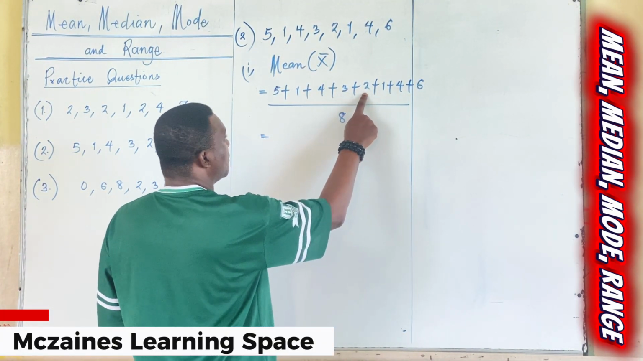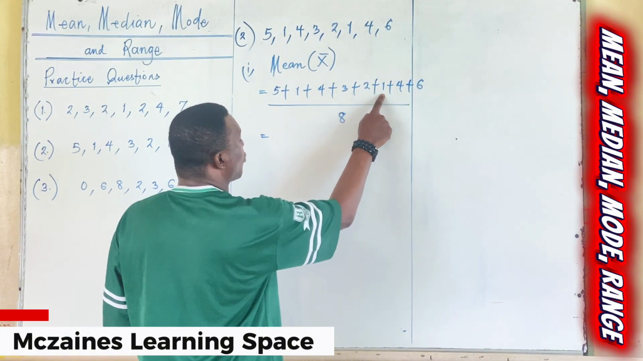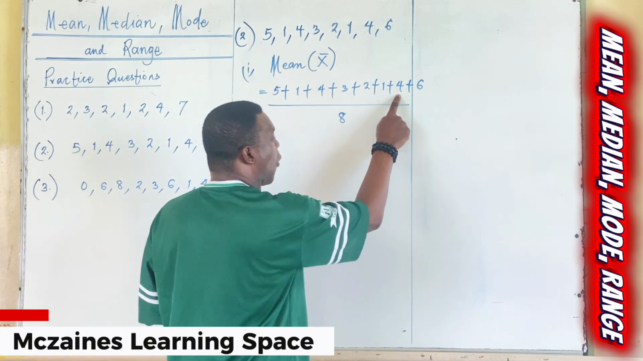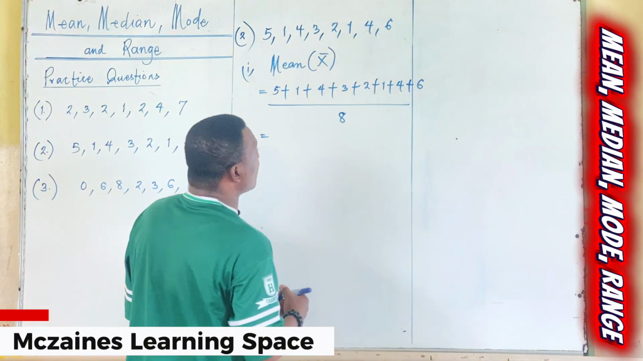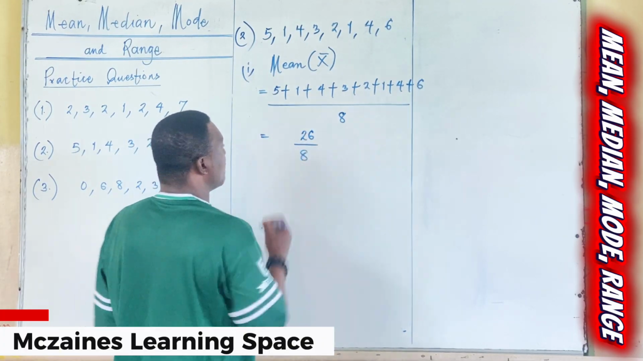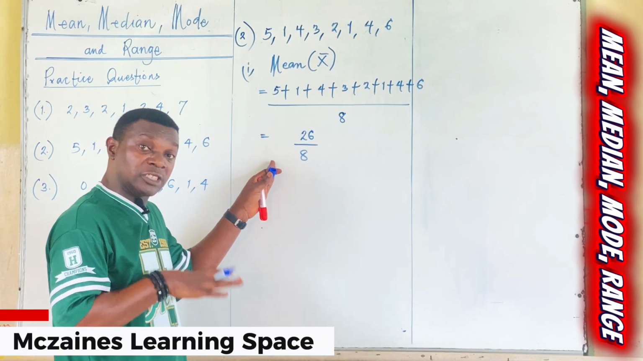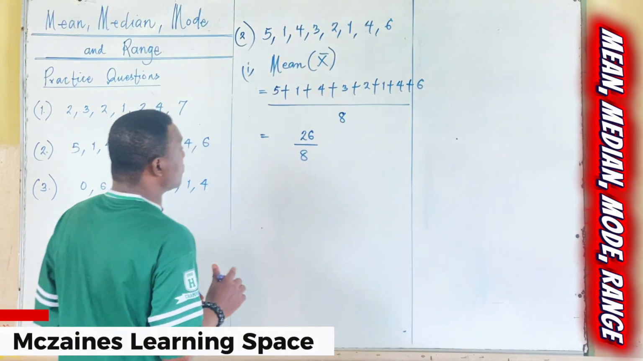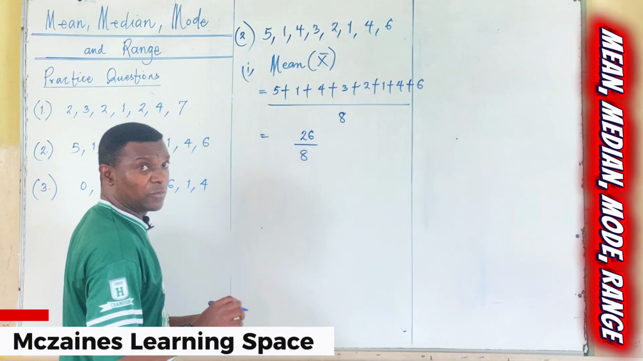13 plus 2, 15. 15 plus 1, 16. 16 plus 4, 20. 20 plus 6, 26. So we have 26 all over 8. Now this is a fraction. We can reduce it a little. So let's reduce. Something can divide the two of them without remainder.